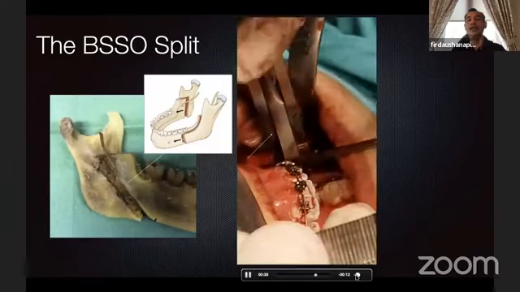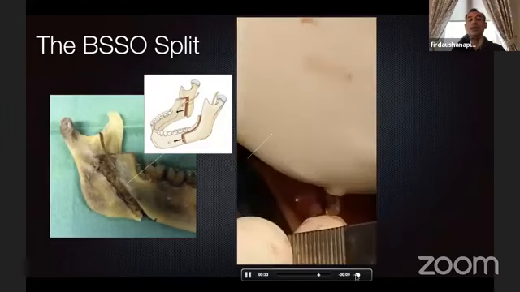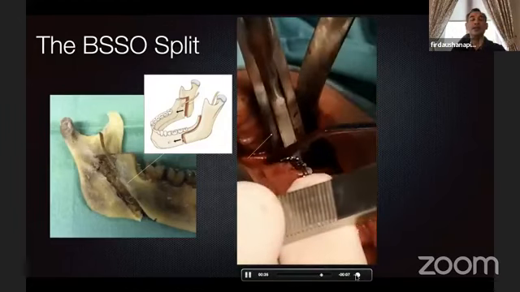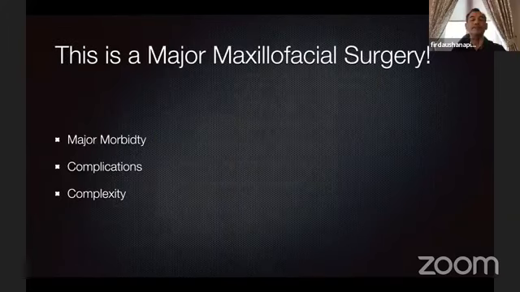This is for surgery, and you can see that everything is done intraorally. There are no scars on the extraoral side. So this is still a major maxillofacial surgery. There is still major morbidity associated with this surgery. A lot of people get numb lips. A lot of blood is lost, especially when you don't do the pterygomaxillary cut very well. A lot of bleeding, a lot of complications, and very much a complexity where a lot of the planning has not looked into things that can go wrong.